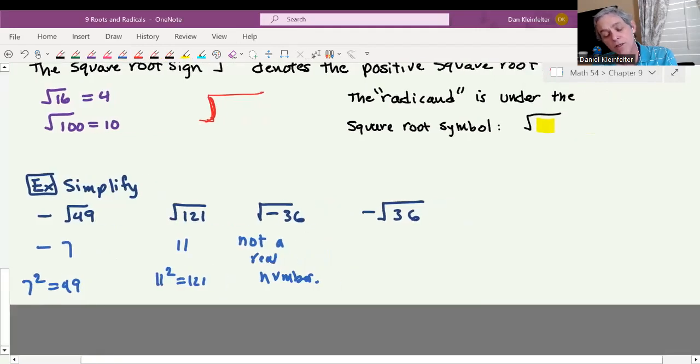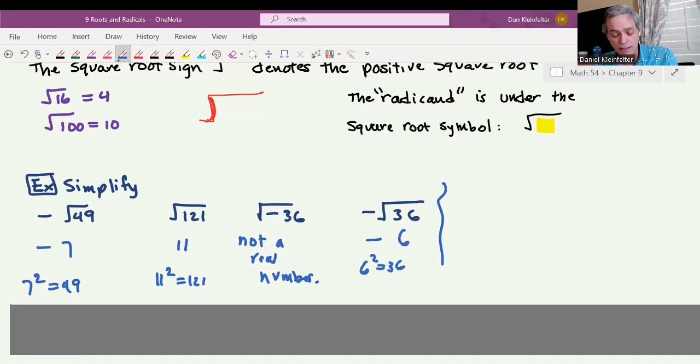Okay, negative the square root of 36. Notice here the negative is on the outside of the root symbol, so we'll just carry it forward. The square root of 36 is 6. Okay, and again, that's because 6 squared is equal to 36.